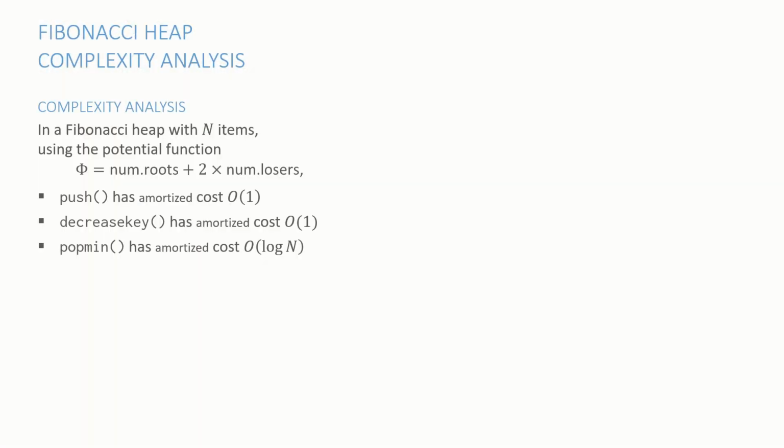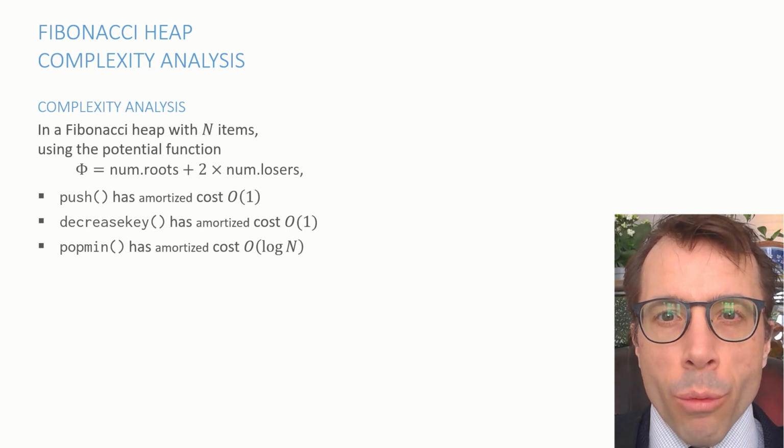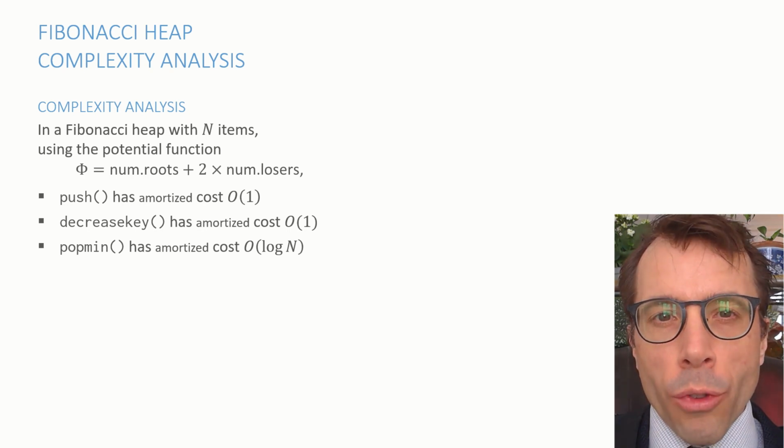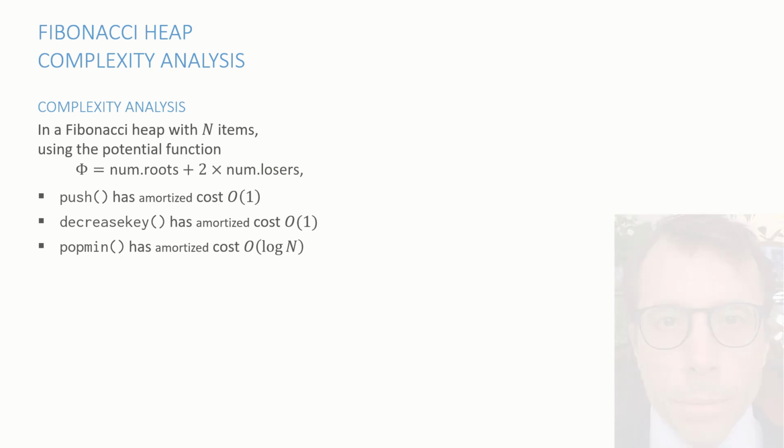Let's just jump straight to the punchline. Here's the answer. We're going to use this particular potential function and we're going to derive these amortized costs. Have a quick read just so you know where we're heading. Also, if you don't remember the details of the Fibonacci heap, in particular if you don't know what number of roots means or number of losers, then please go back and review the last video. Pause the video now, and when you've read all this, press play.